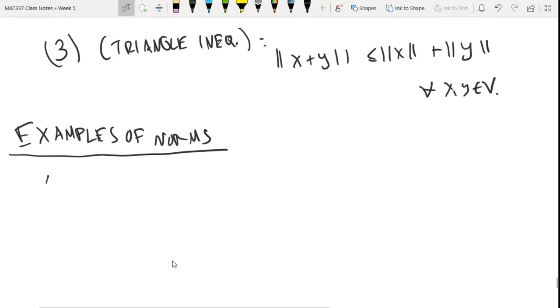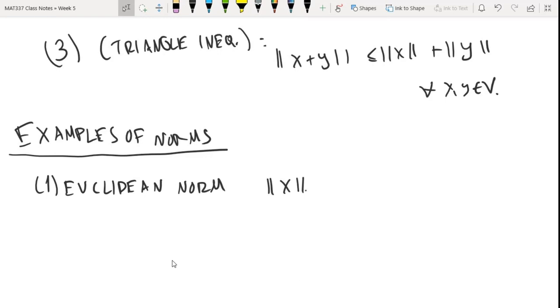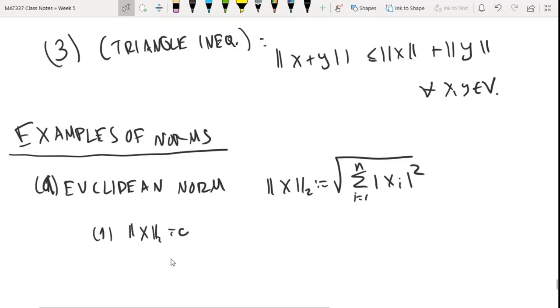Okay, a very famous example is, of course, the Euclidean norm. So that was the square root of the sum of the absolute values squared. So let's go through the properties. So first, if this guy is 0, we want to show x is 0.